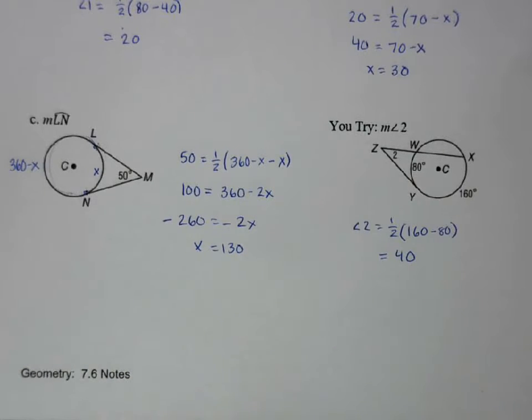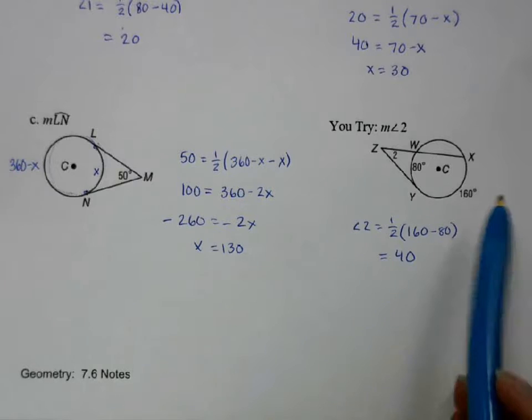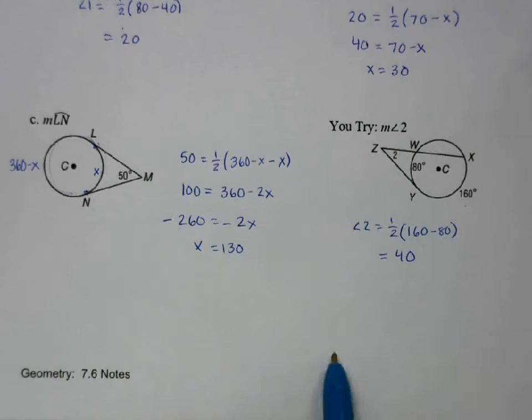So we get 1/2 of the outside arc minus the inside arc, so 160 minus 80, which gives us an answer of 40. So that is secant lines, tangent lines, and their relationship to different angle measures.